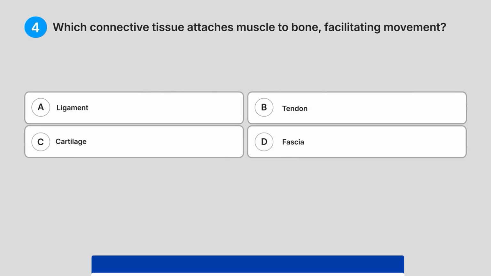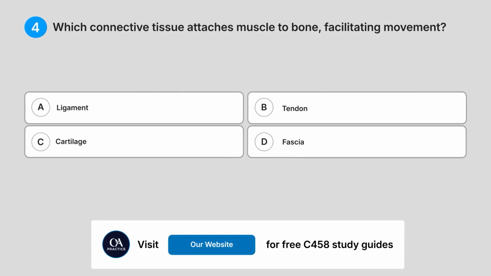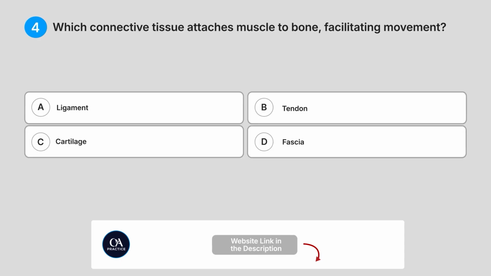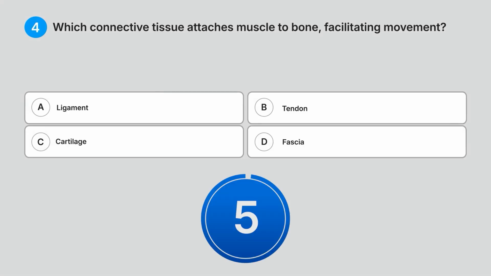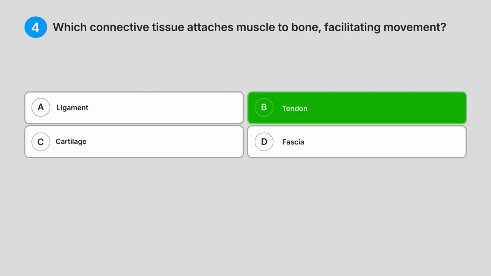4. Which connective tissue attaches muscle to bone, facilitating movement? A. Ligament. B. Tendon. C. Cartilage. D. Fascia. Do you know the answer? Correct answer, B. Tendon.